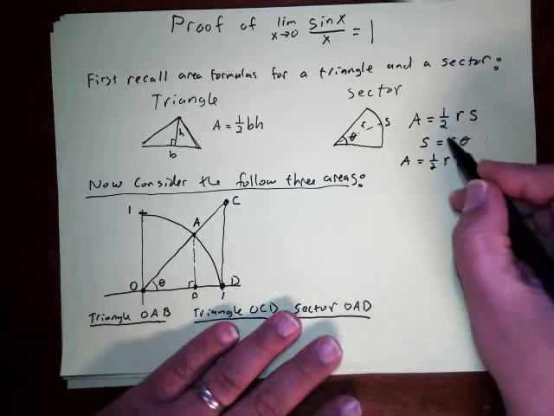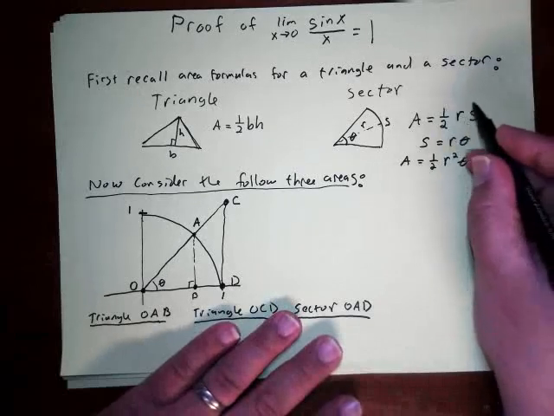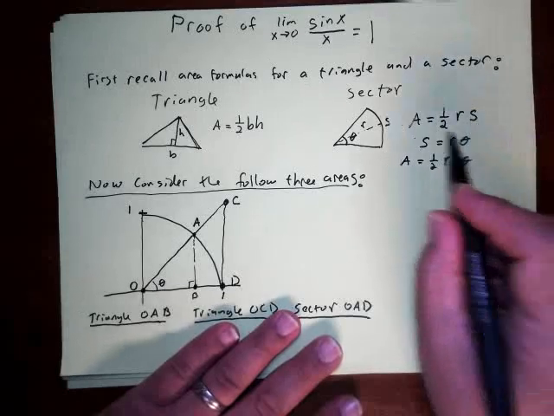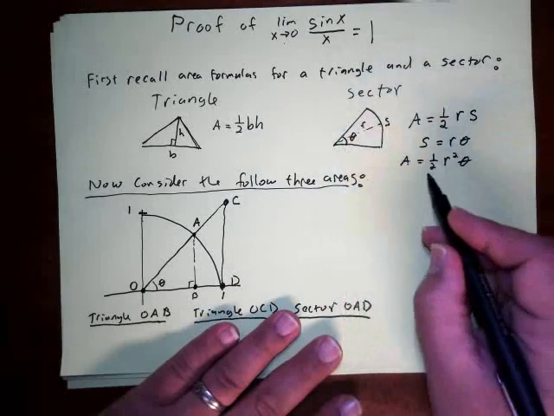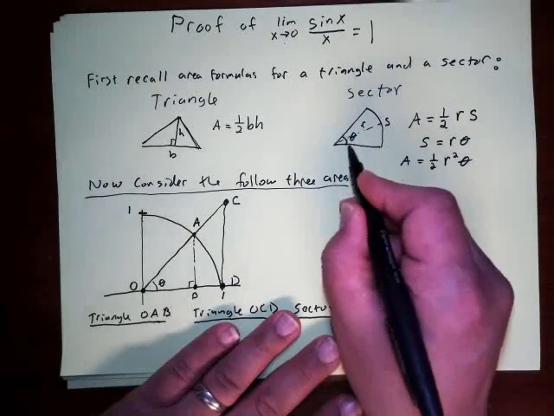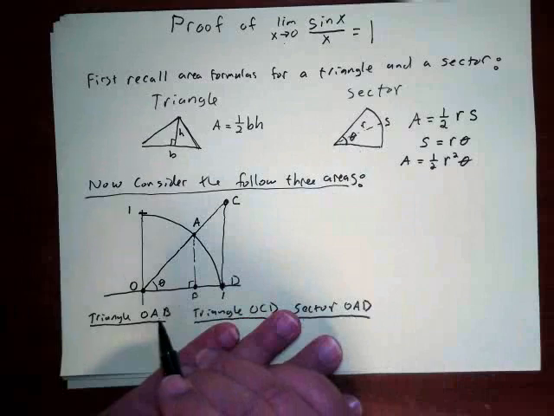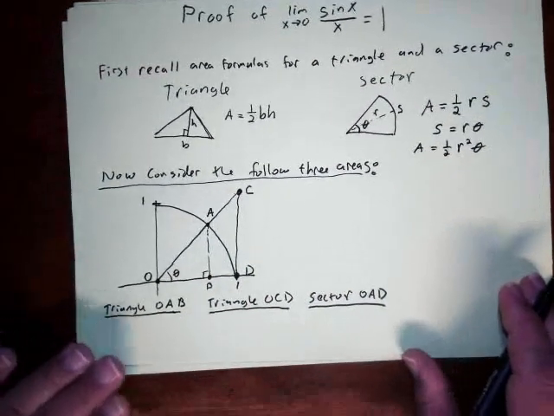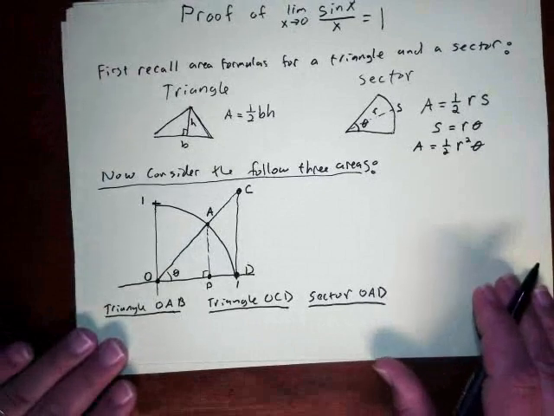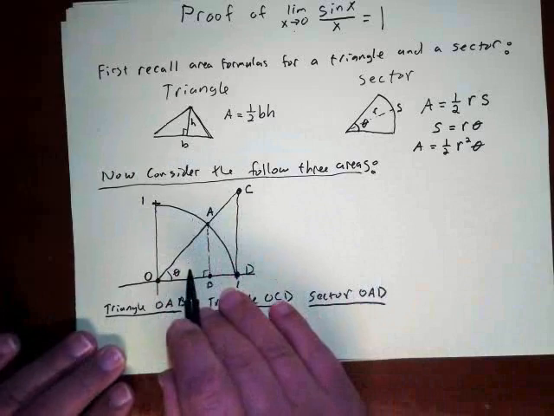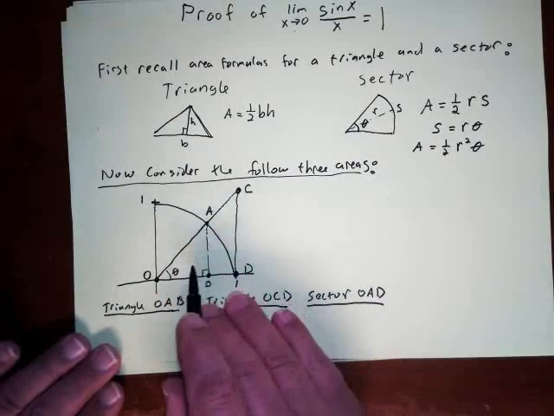And so plugging this in for that s will give me 1/2 r squared times theta. So the area of this sector is 1/2 r squared times the radians of that angle. So now what we're going to do is construct a set of inequalities here, but we're going to use some geometry to do that.